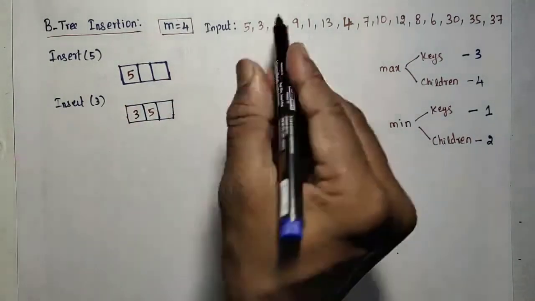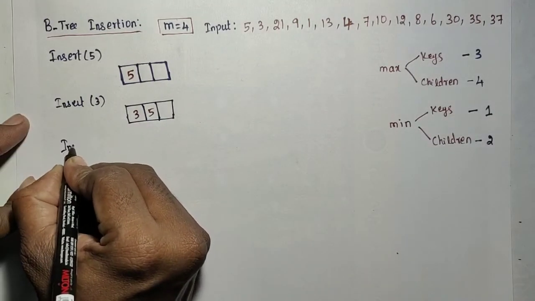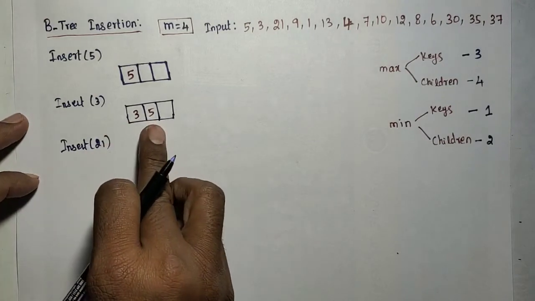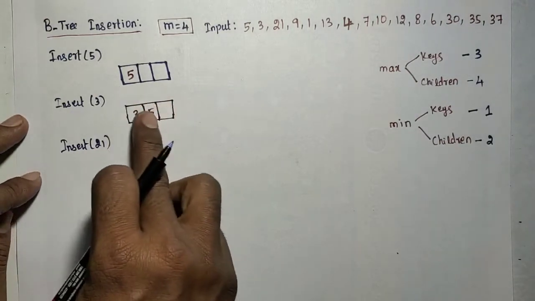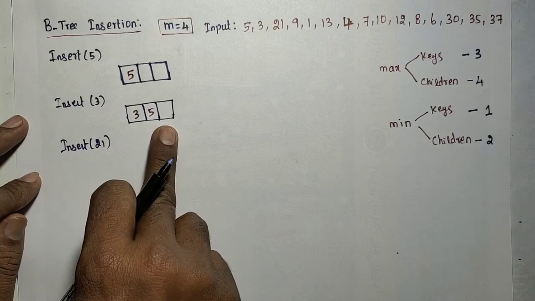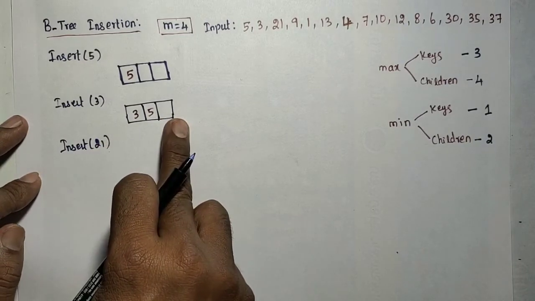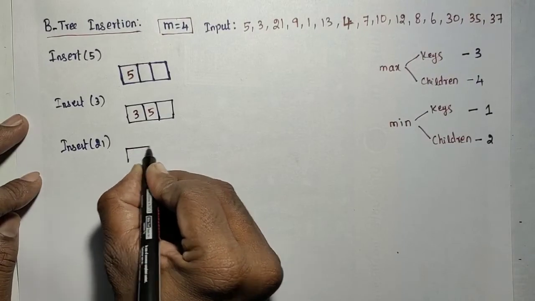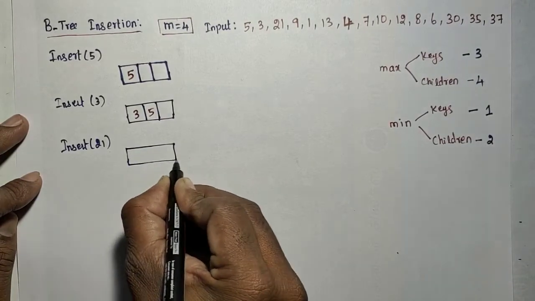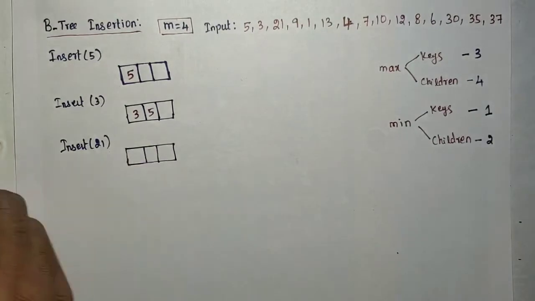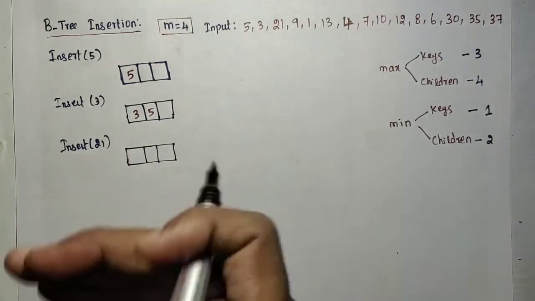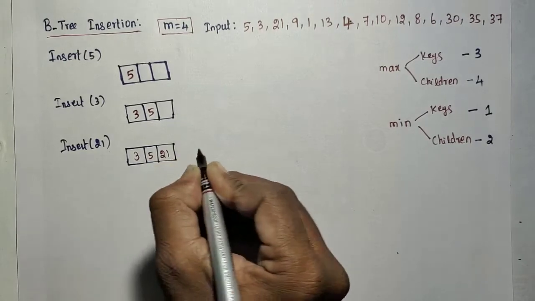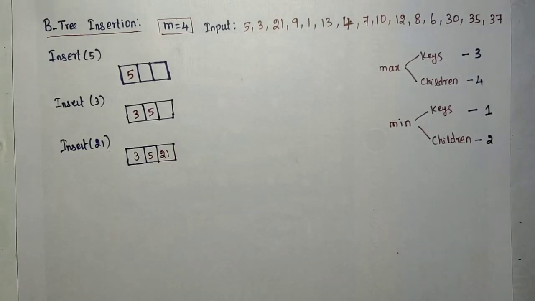The next insertion is 21. I need to check for the leaf node. Here the root itself is a leaf and space is available in that root, so I can easily insert it. So 3, 5 and 21 should be in ascending order. That is what we have to ensure.